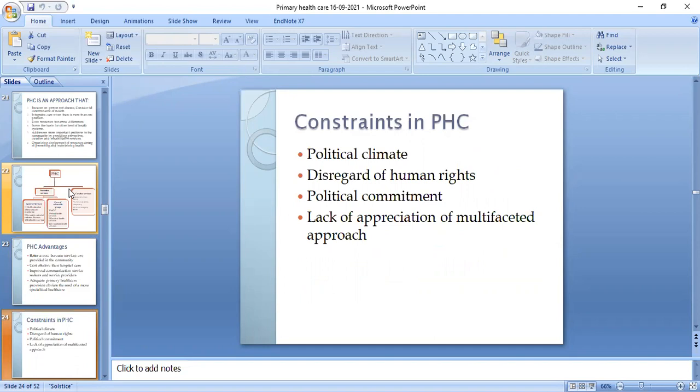Due to the political differences, much of the budget of the country in Pakistan is addressed towards the defense and the debt, and the remaining much less proportion of the budget is given to primary health care. Disregard of human rights, political commitment, and lack of appreciation of a multifaceted approach.